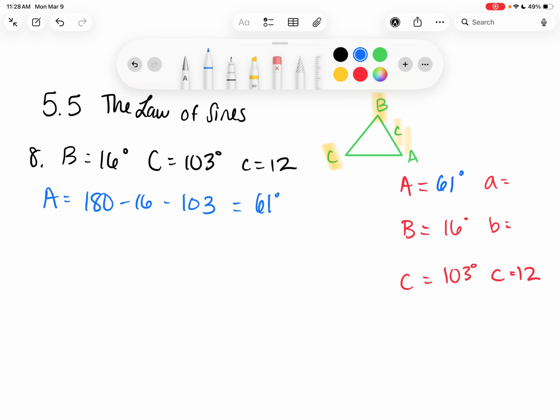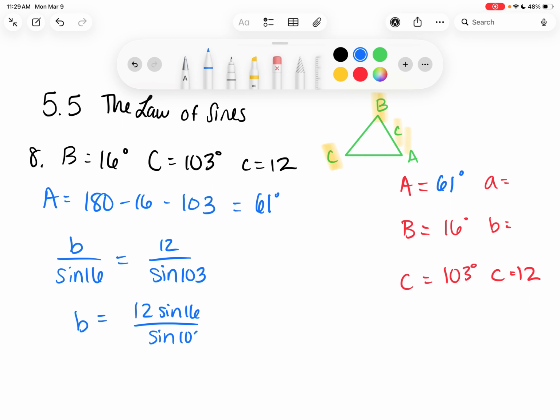So we'll start with side B. So I've got B over the sine of 16 is equal to 12 over the sine of 103. And then we just need to multiply. So B is equal to 12 sine of 16 over the sine of 103. And then you need to put that in your calculator. You are going to have to be in degree mode for these. So make sure you watch out for that.